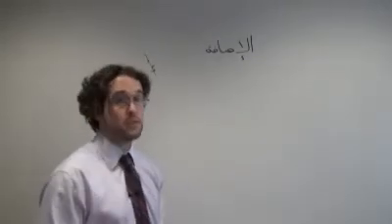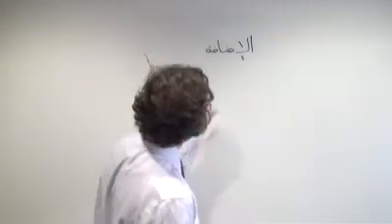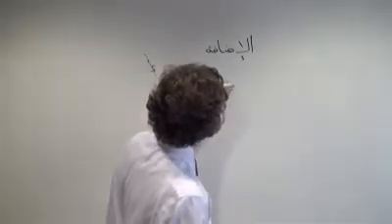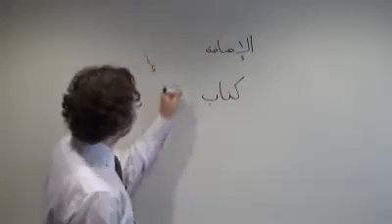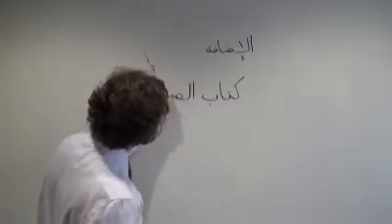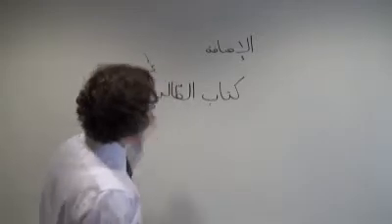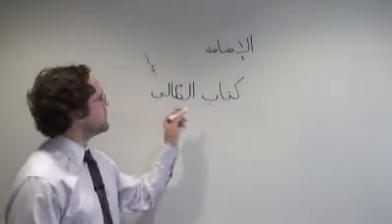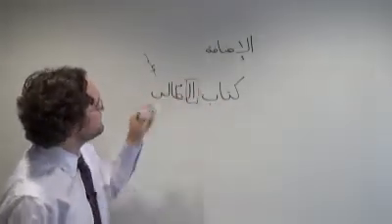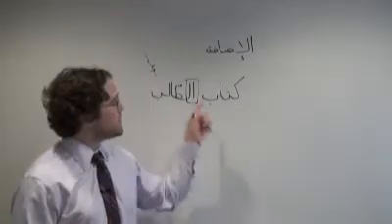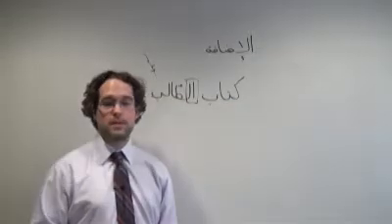So for example, if we want to say the book of the student, the student's book, we would write kitab at-talib, the book of the student. So we have alif lam here because this is the final term of the idafa. Even though that book is definite, we're talking about a specific book, we do not have alif lam here.